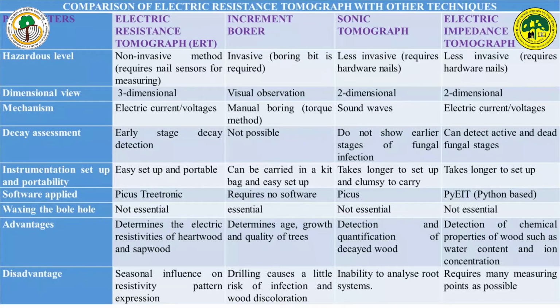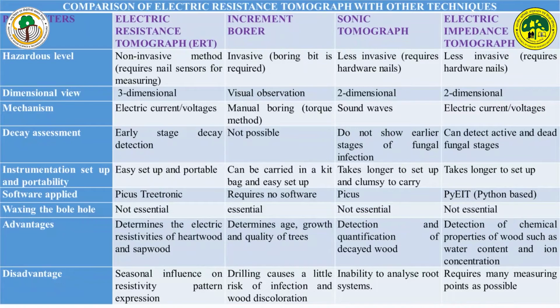In case of electric system, we get 3 dimension. In case of increment borer, no visual observations can be obtained. In case of sonic, we get 2 dimension, and in electric impedance tomograph, we get 2 dimension. So compared to these, ERT has the advantage because it gets 3 dimension. With 3 dimension, we can have an estimate of the entire bole of a tree if you want. And the mechanism is here: basically electric current is used on the voltage, and here manual boring is done. Here sound waves are passed, and here electric current is used in electric impedance tomograph.